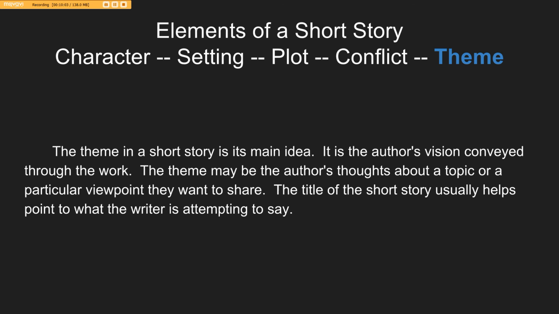Concluding our list of elements of the short story, the last thing is theme. The theme in a short story is its main idea. It is the author's vision conveyed through the work. The theme may be the author's thoughts about a topic or a particular viewpoint they want to share. The title of the short story usually helps point to what the writer is attempting to say.